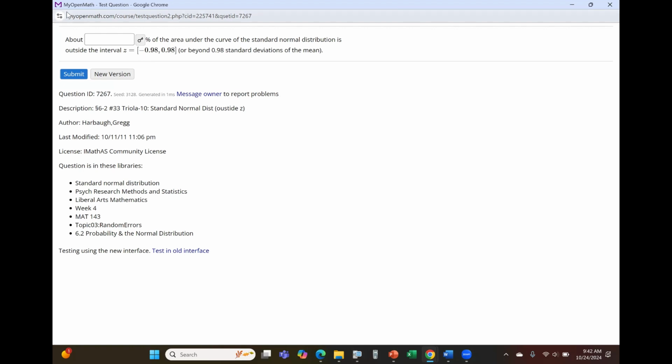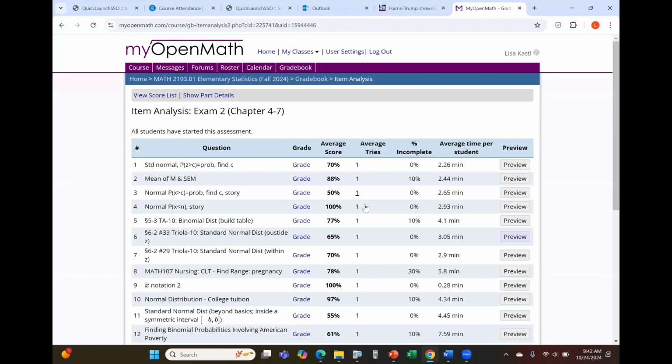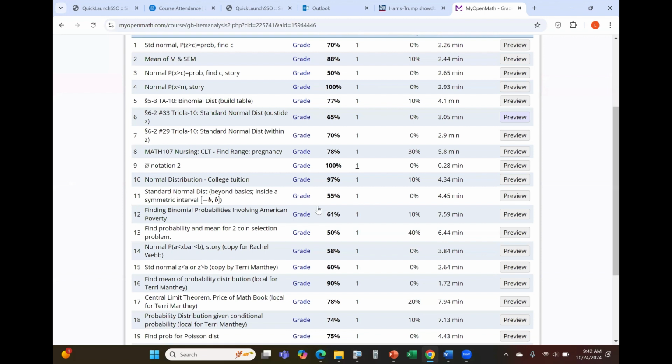So what are we doing here? I can't read it. Area under the curve, standing on the outside the interval from negative 0.98 to 0.98. So can I find the area in between and subtract that from 1? Okie dokie. What was the next one?